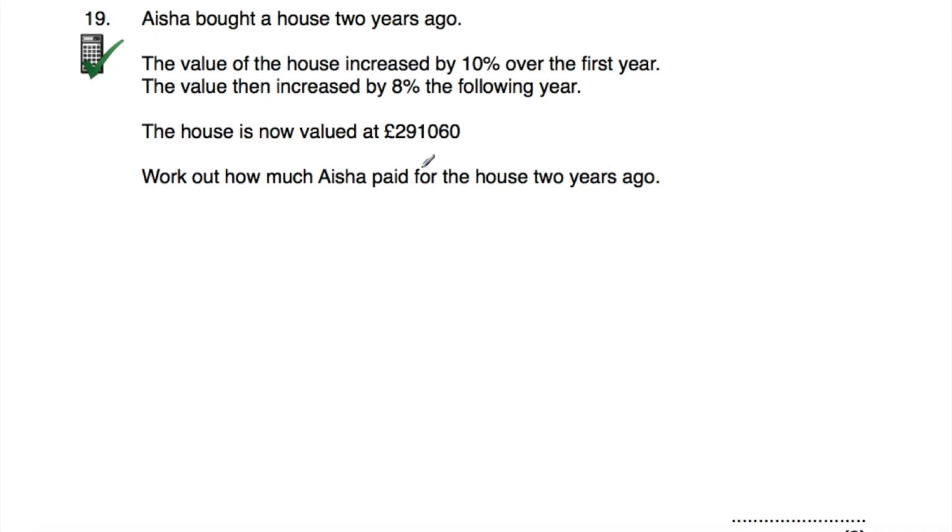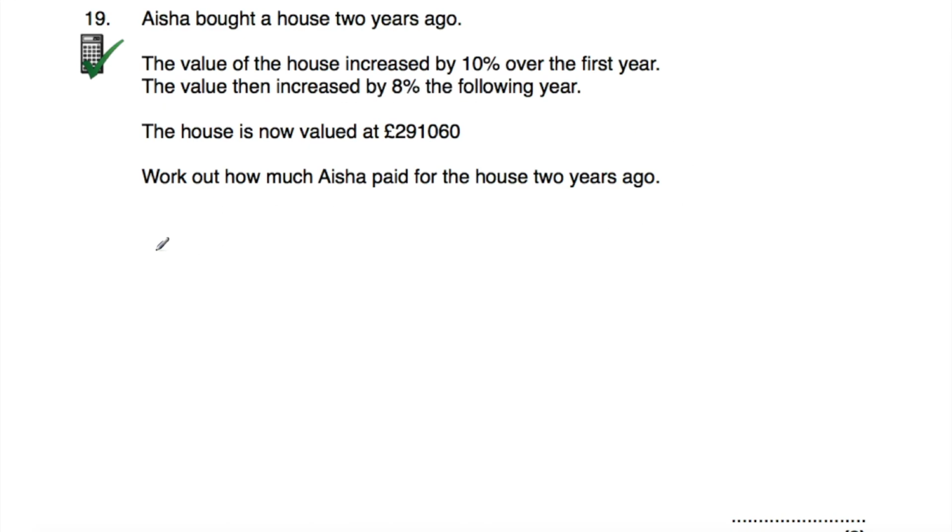So this is a reverse percentages question, because there's been an increase of 10%, an increase of 8%. We know how much it's worth now, and we want to go backwards and find the price of the house last year and then the year before whenever she bought it. So let's start off by finding the price of the house last year. Over the last year it increased by 8%.